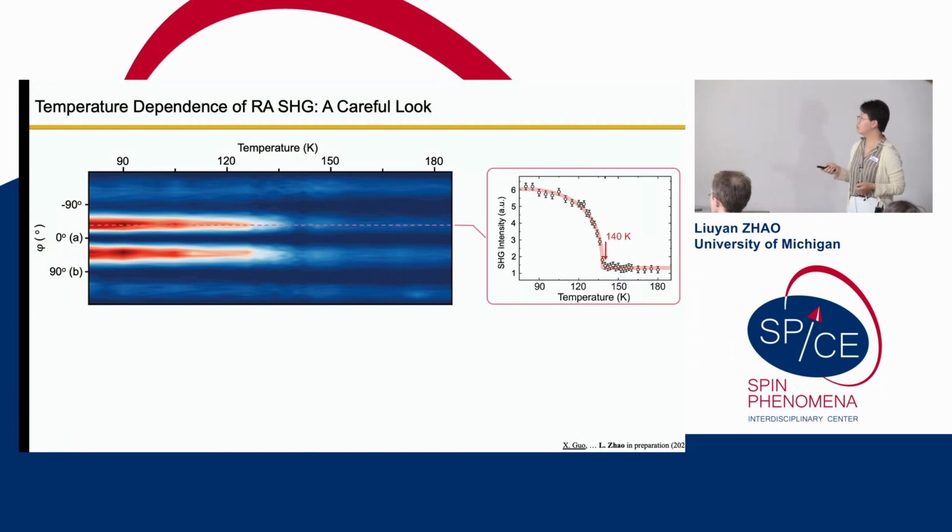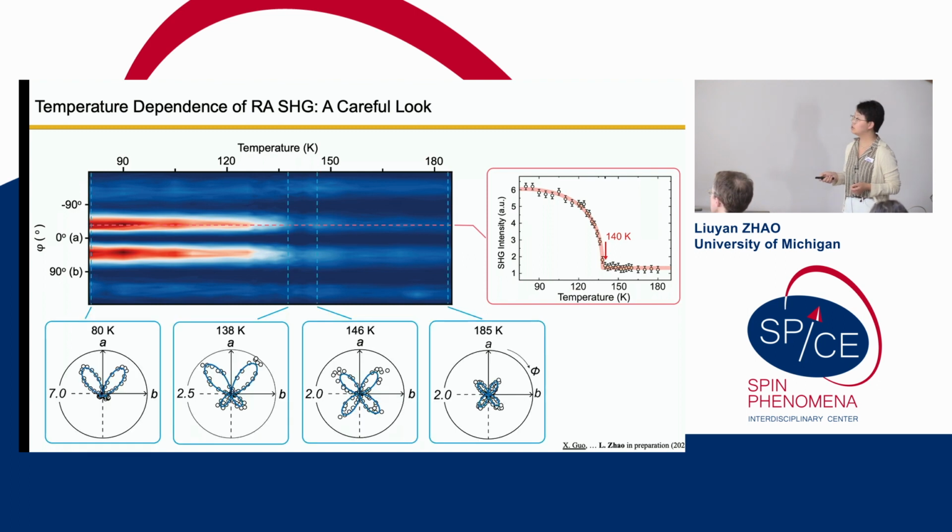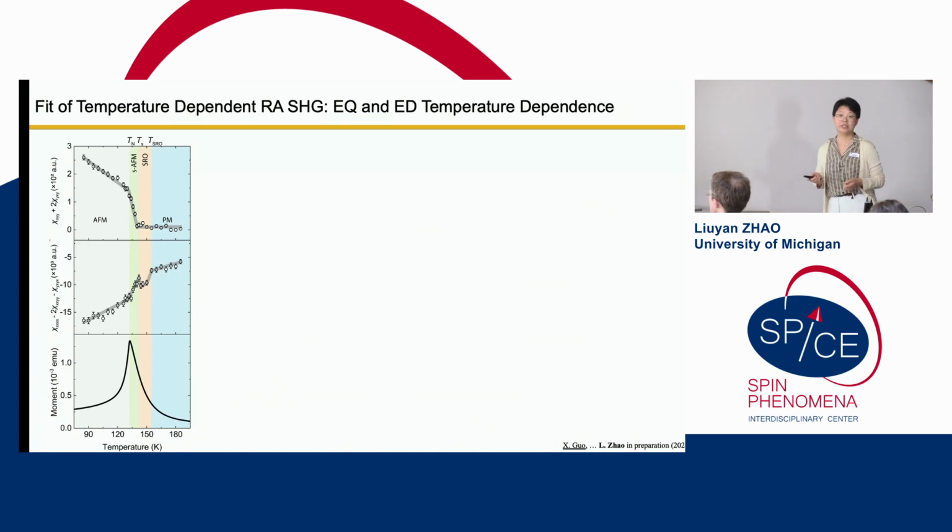Okay. If we do a horizontal cut, that will be a plot like this, where you can see the onset. If we do a vertical cut at selective temperatures, you can see the evolution of the flower pattern as a function of temperature. Okay. So the fitted result is showing here. The first figure here is showing the electric dipole contribution. And the second line here is showing the electric quadrupole contribution.